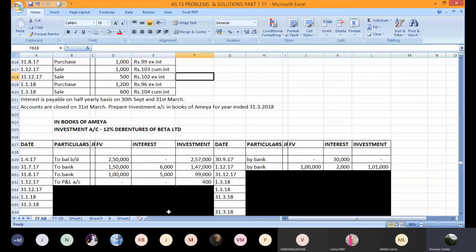So let's discuss the working note. We are looking at the 31st December sale. 500 debentures are sold at 102 ex interest. Now, when this sale is ex interest, that means the buyer will pay you interest over and above this.